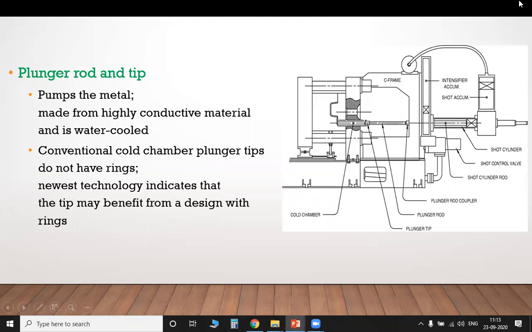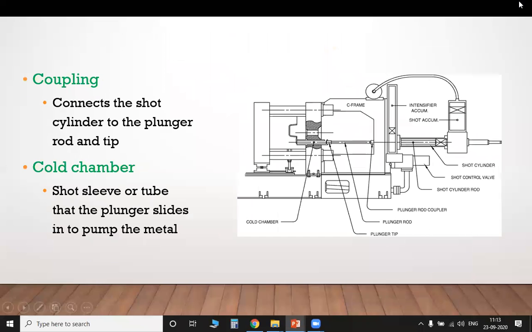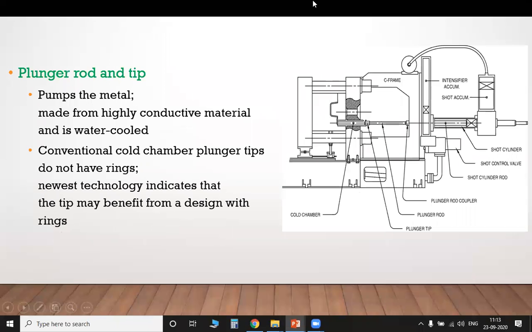Next, the plunger rod and the tip, which pump the metal. This is the plunger rod which pumps the metal, and it is made from highly conductive material. And it is water cooled.